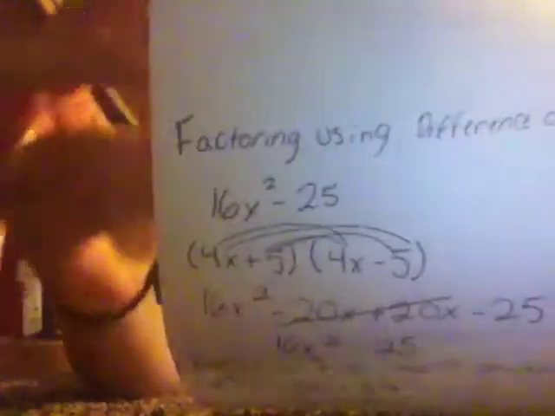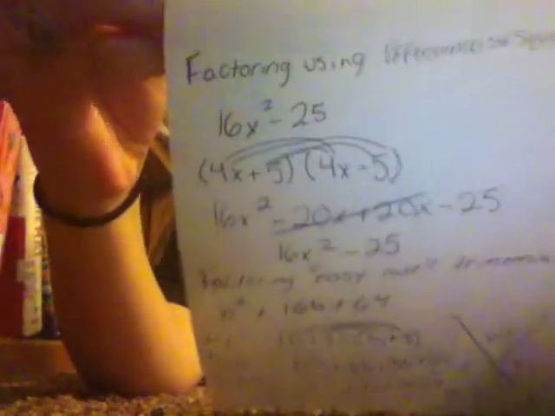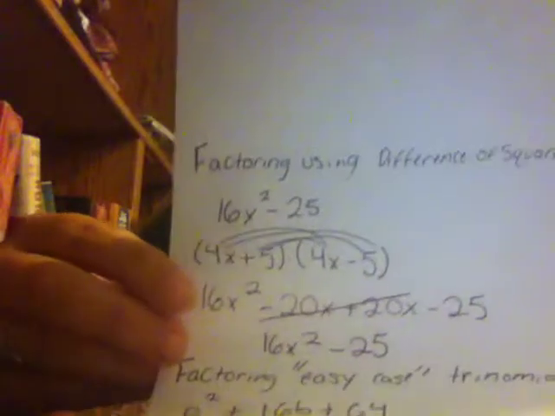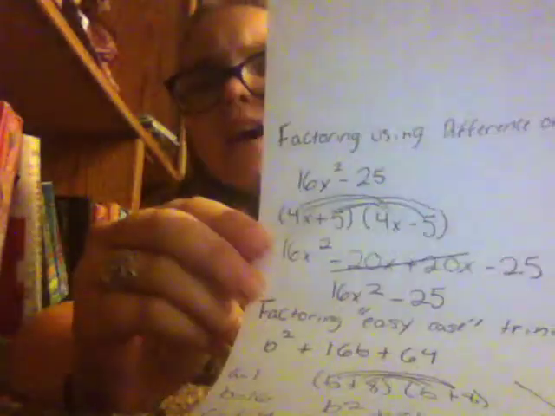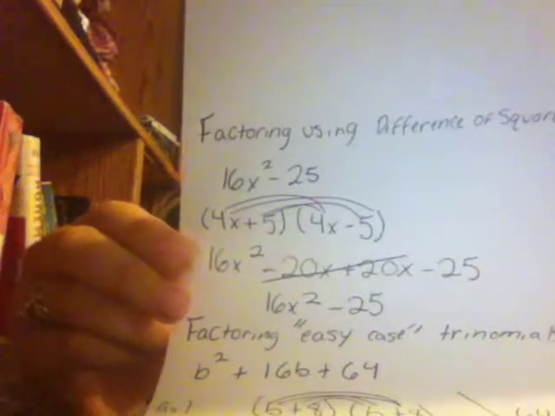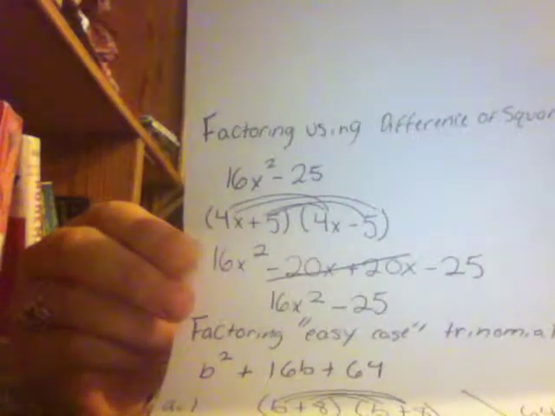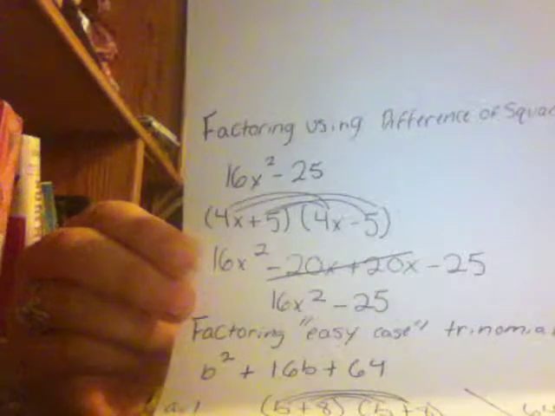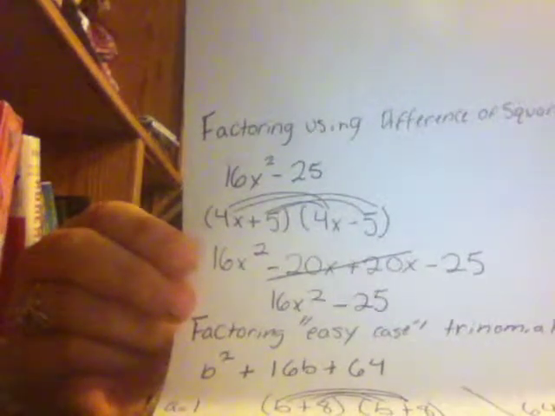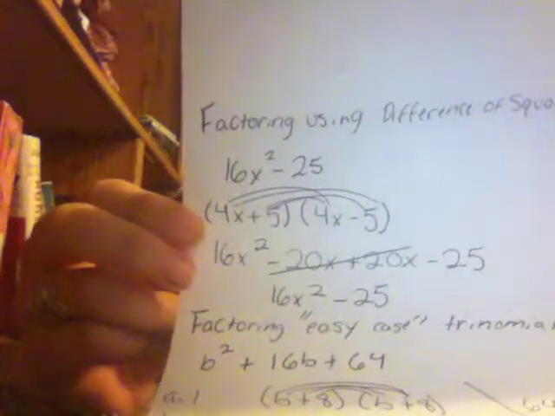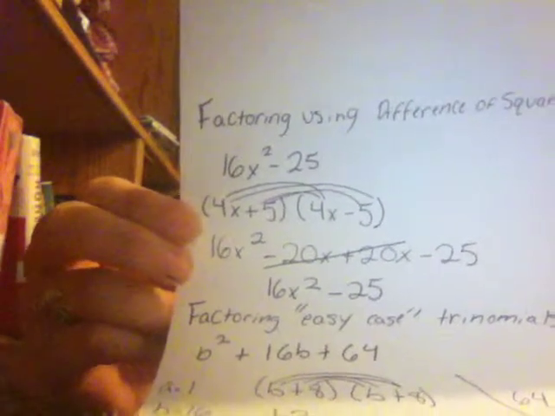Then I went and did factoring using difference of squares. And my expression is 16x squared minus 25. Well, as you can tell, each of these numbers is a perfect square. 16 can easily be turned into 4, and then 25 can easily be turned into 5. So I said 4x plus 5 times 4x minus 5.